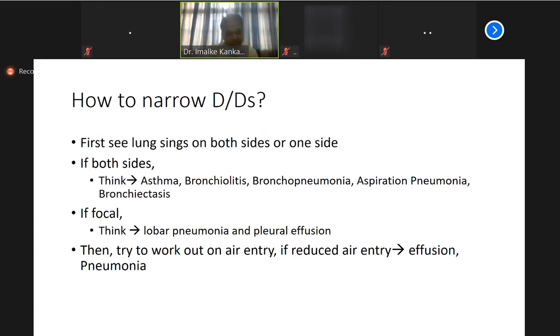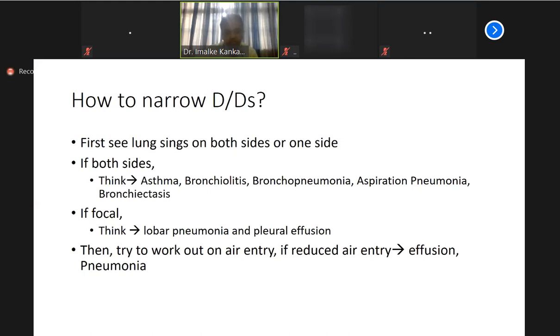If both sides, think about asthma, bronchiolitis, bronchopneumonia, aspiration pneumonia, bronchiectasis. If focal, lobar pneumonia, and pleural. If you are not sure whether there's a difference in one particular, go and re-examine, right?